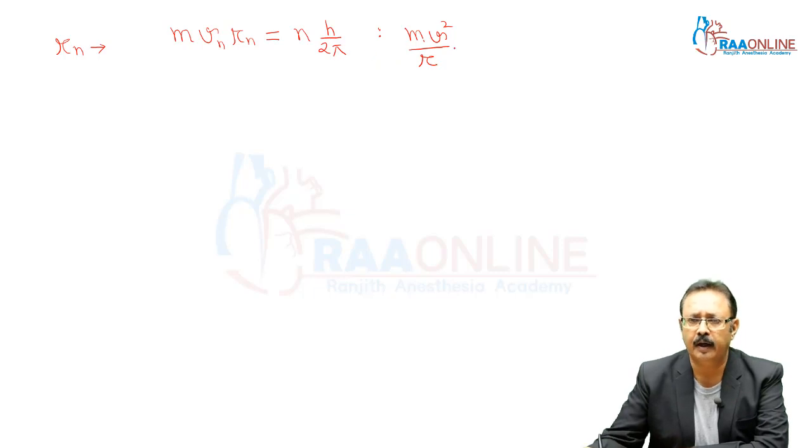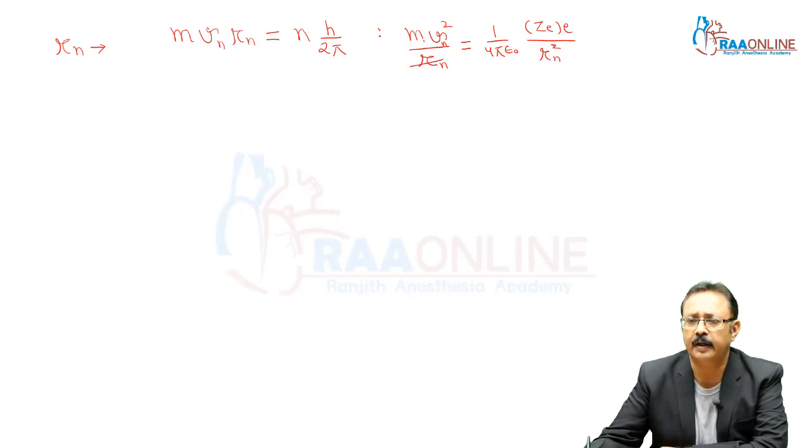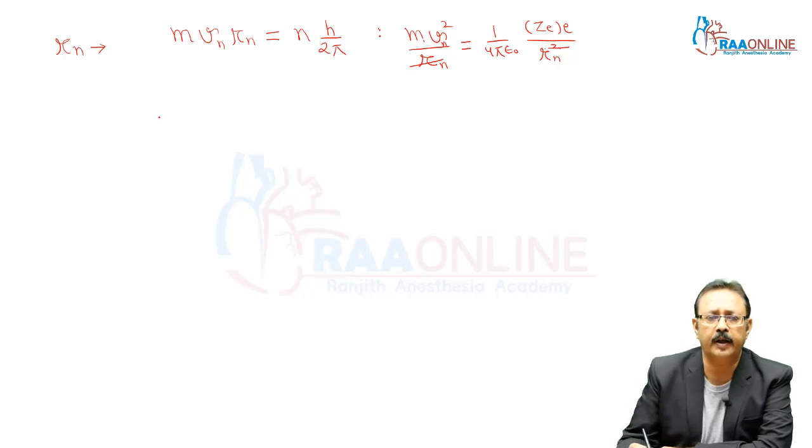mv square by r, for the nth orbit, we are putting n here. From where will it get it? It will get it from the electrostatic attraction between nucleus and electron, 1 upon 4 pi epsilon naught, nucleus charge Z into E, electronic charge E upon r square, r being the radius of that orbit. Cancel Rn with Rn. So what are we getting for Rn?